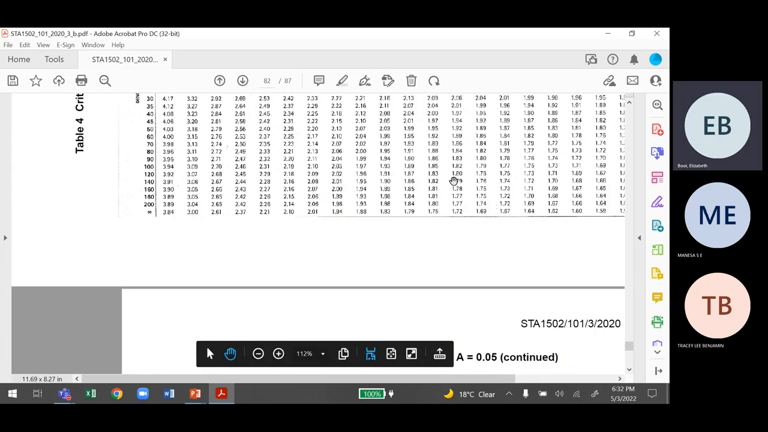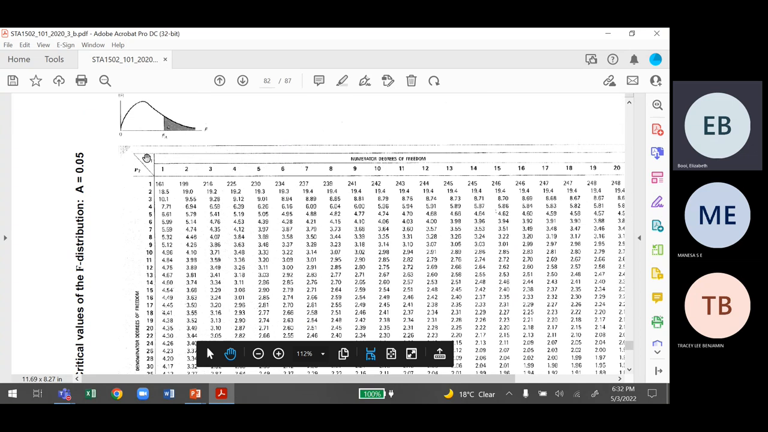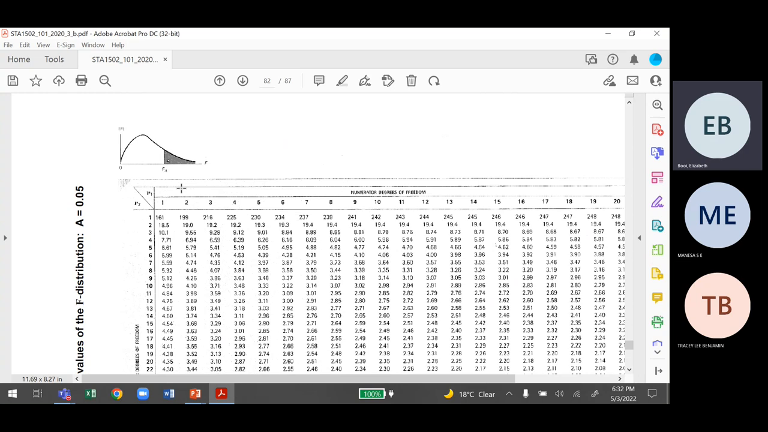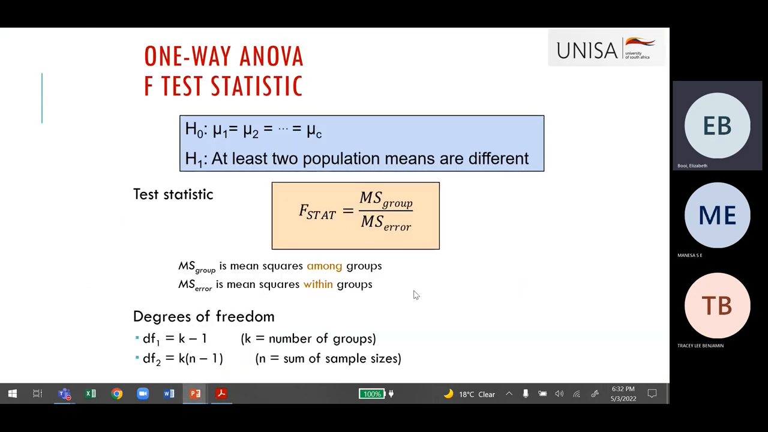And then you also have your degrees of freedom 1 and degrees of freedom 2. Remember, we use DF1 in the presentation, and on your table, it will say V1 for degrees of freedom 1 and V2 for degrees of freedom 2. Then you look for your degrees of freedom 1 at the top and the degrees of freedom 2 on your left, and the value where both of them cross will be your critical value. And that's how you will do an ANOVA test.